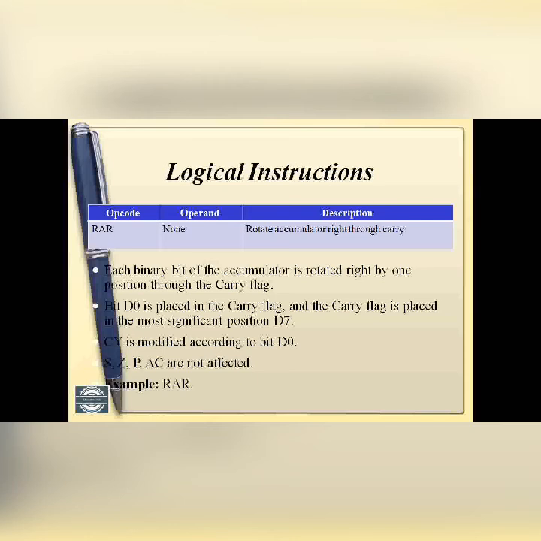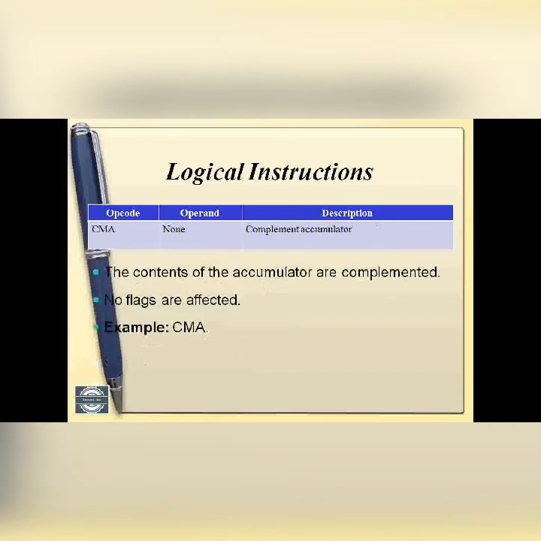Now you can see all these instructions or the opcodes are coming to your side. If you are able to remember, then in practical, whatever you have to do, you don't have to redo this command. Just once go through and memorize it, and you can handle it in any simulator or any kit. See here, CMA is coming, that is the complement of accumulator.